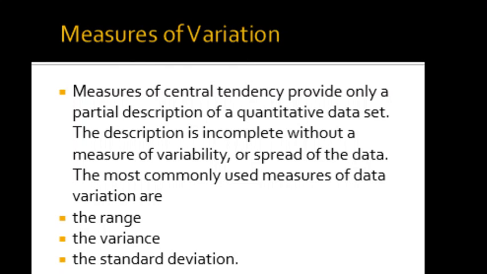So we have already seen some measures of central tendency for describing our quantitative variable. Now, let's look at some measures of variation or measures of spread. The description using the measures of central tendency is usually incomplete if we don't understand how spread out our data is, in addition to where the center of the distribution is. So to understand the variation of our data, we will look at three different types of measures. They are the range, the variance, and the standard deviation.